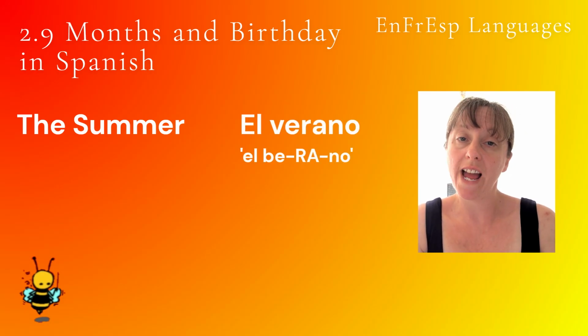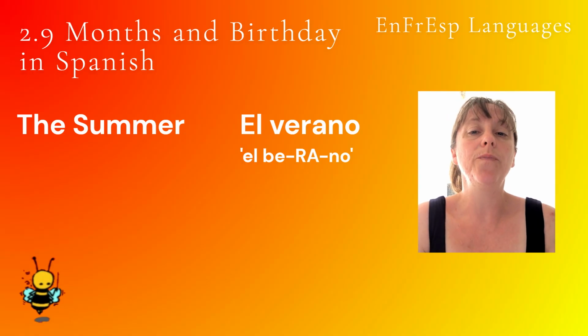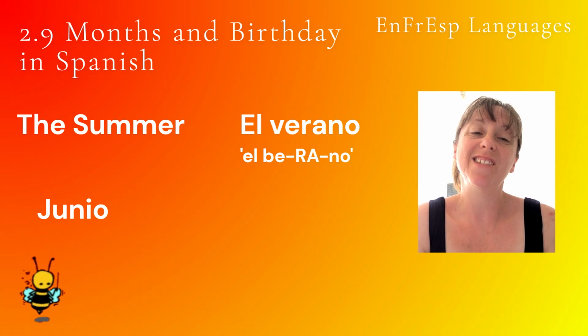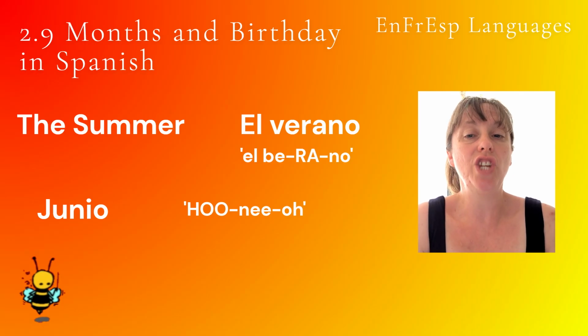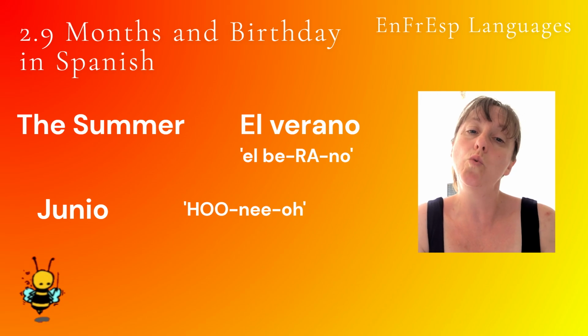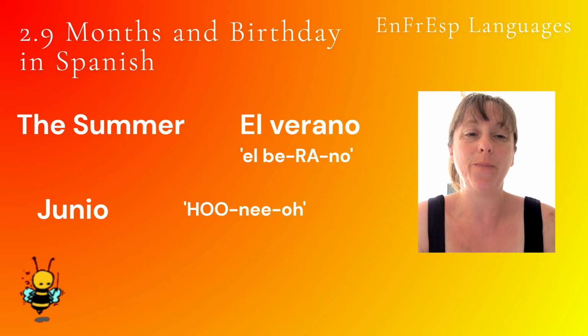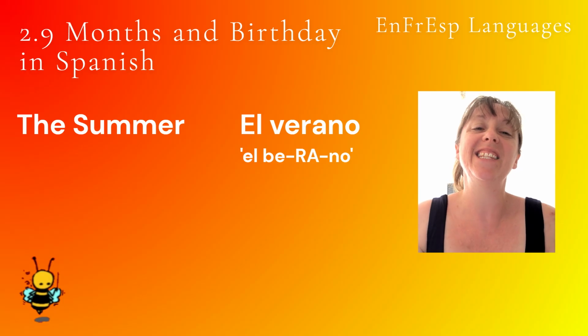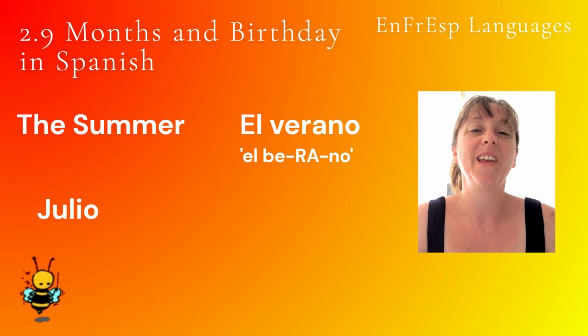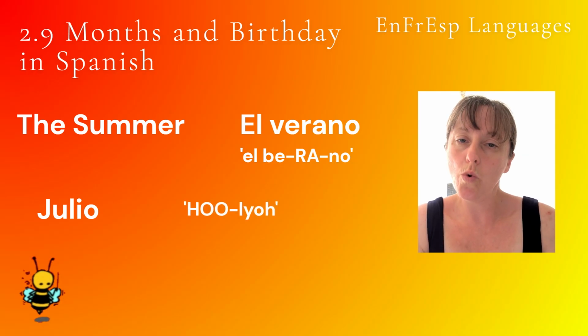The summer is El verano. El verano includes Junio. Pronounced junio. In Spanish, the letter J is pronounced like an English H, and the U makes an oo sound. Say it after me. Junio. That's June. July is Julio. Pronounced Julio. Repeat after me. Julio.